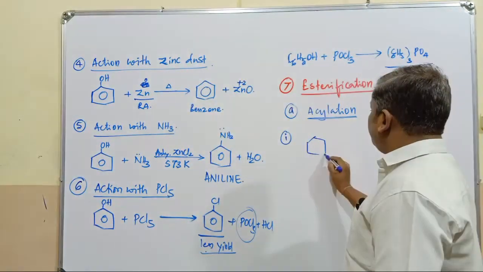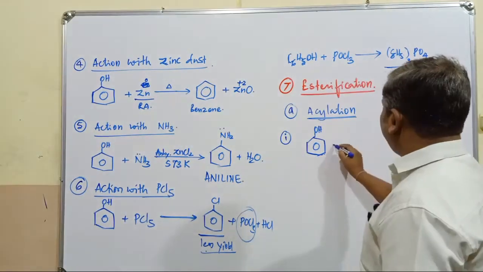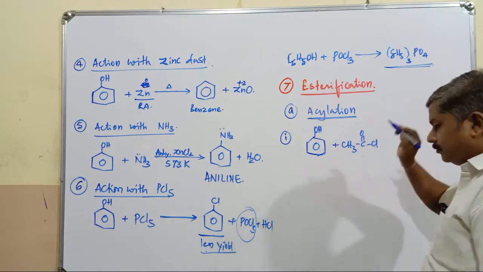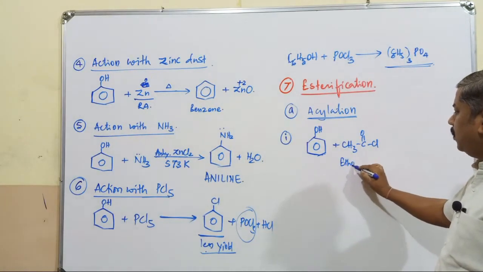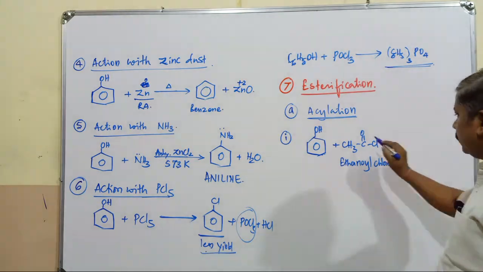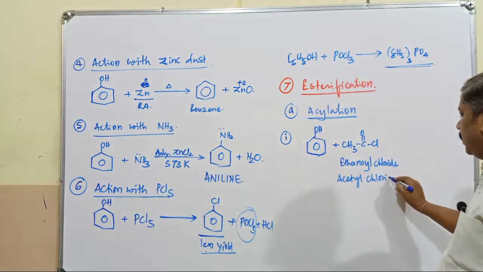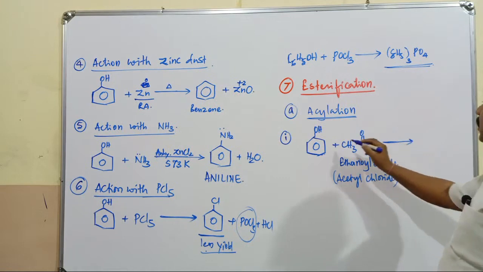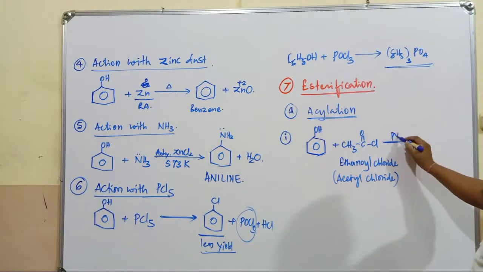Whenever the phenol compound C6H5OH is treated with CH3COCl, what is the name of this compound? It is ethanoyl chloride, the IUPAC name. What is the common name? Acetyl chloride, which is the common name, written in bracket. When phenol is treated with acetyl chloride in the presence of pyridine.